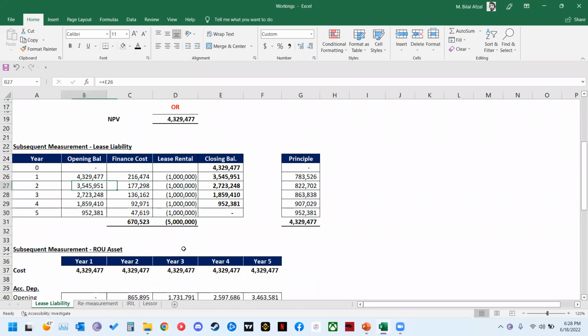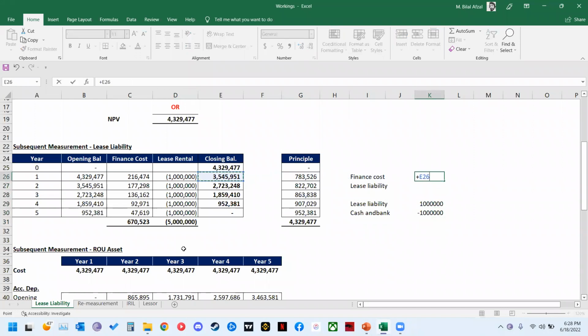So in the year one, when we say how this would be unwound, first of all, when I calculated the finance cost, the finance cost will go to the profit and loss, and it would be added as a part of lease liability. When I pay the rental, what will happen is lease liability debit and cash and bank credit by 1 million, and this by this.